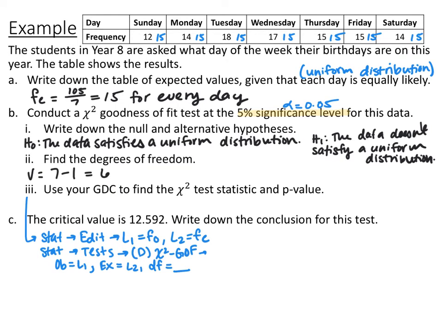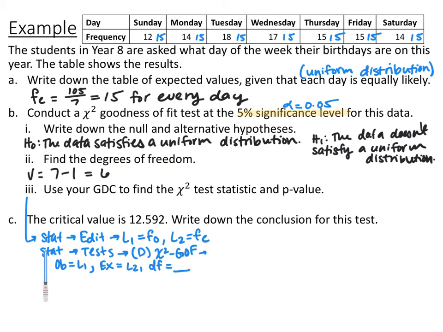So now we want to find our chi-squared test statistic and our p-value. This is different from the test for independence because this is now the goodness of fit test. So the way you're going to do this is you're going to go into your two lists. You're going to go to stat edit, and edit your two lists just like if we were doing two variable stats. List 1 is your observed values, so the ones that they actually found here. And then list 2 is going to be your expected values. So in this case, it's just 15 for all 7 of them.